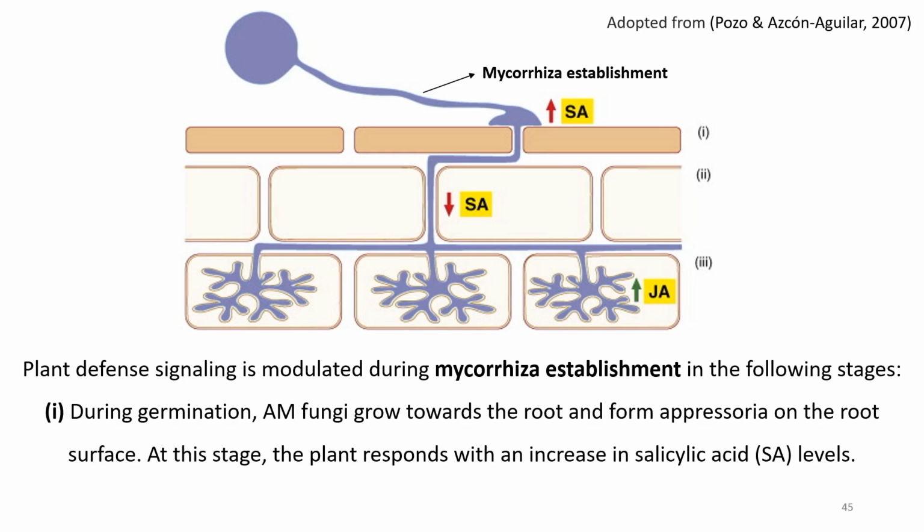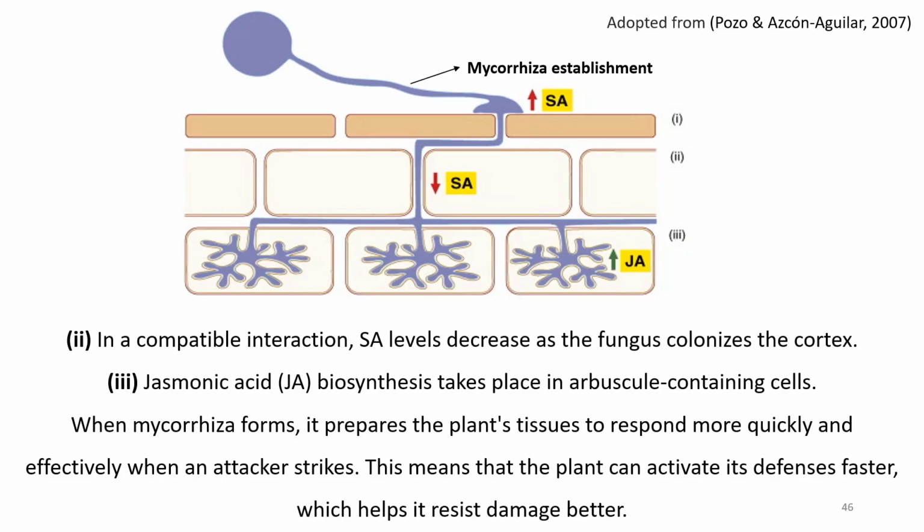So, how does mycorrhiza establish? Plant defense signaling is modulated during mycorrhizal establishment in the following stages. Number one, during germination, arbuscular mycorrhizal fungi grow towards the root and form appressoria on the root surface. At this stage, the plant responds with an increase in salicylic acid levels. In a compatible interaction, these salicylic acid levels decrease as the fungus colonizes the cortex.